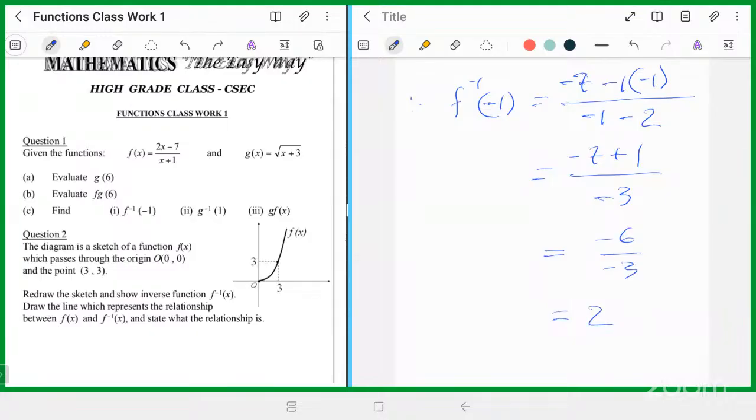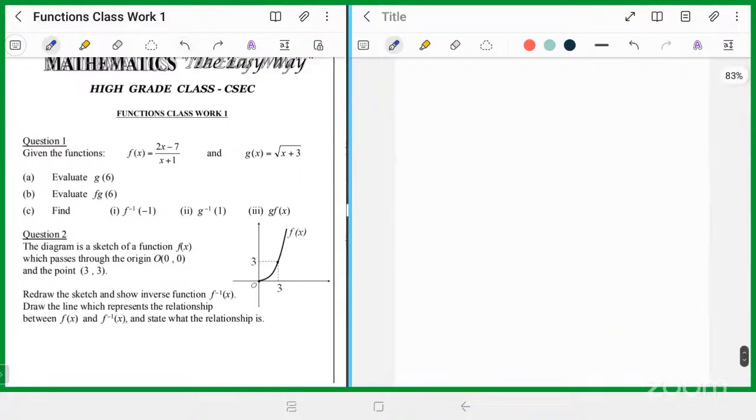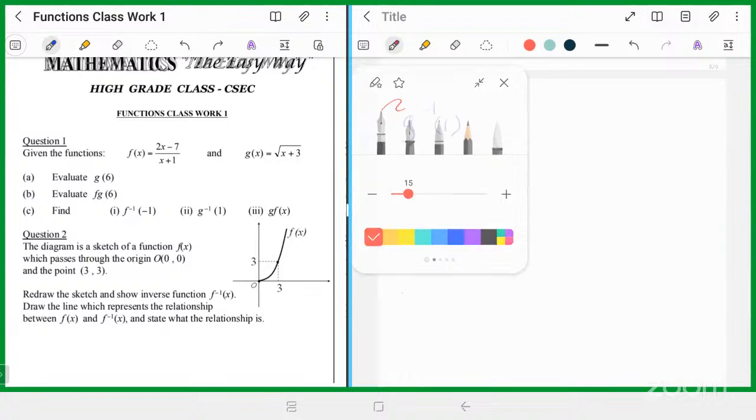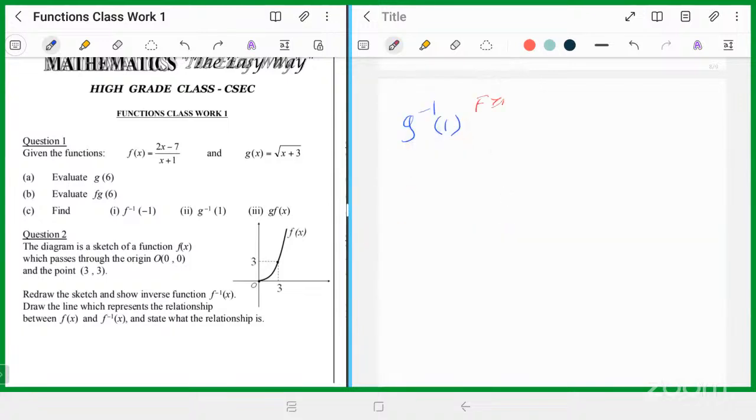Alright, good. So the next thing we were to find was this g to the minus 1 of 1. So we'll find the inverse of this function now. Let's put that on a new page. So again, we want g to the minus 1 of 1. What is the approach? The approach we're using now is to find g to the minus 1 of x first.